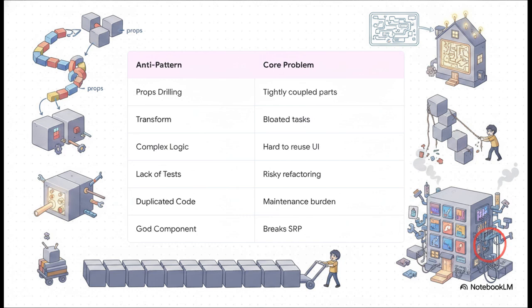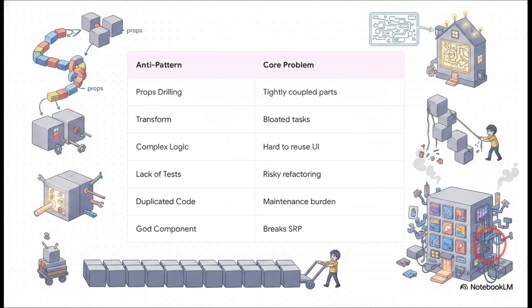First up, we've got props drilling, leading to tightly coupled components. Then we have in-component transformation causing totally bloated responsibilities, and complicated logic in views making your UI incredibly hard to reuse. Rounding out the bottom 3, a lack of tests making refactoring incredibly risky, duplicated code creating a massive maintenance burden, and finally, those massive, long God components that completely break the single responsibility principle.